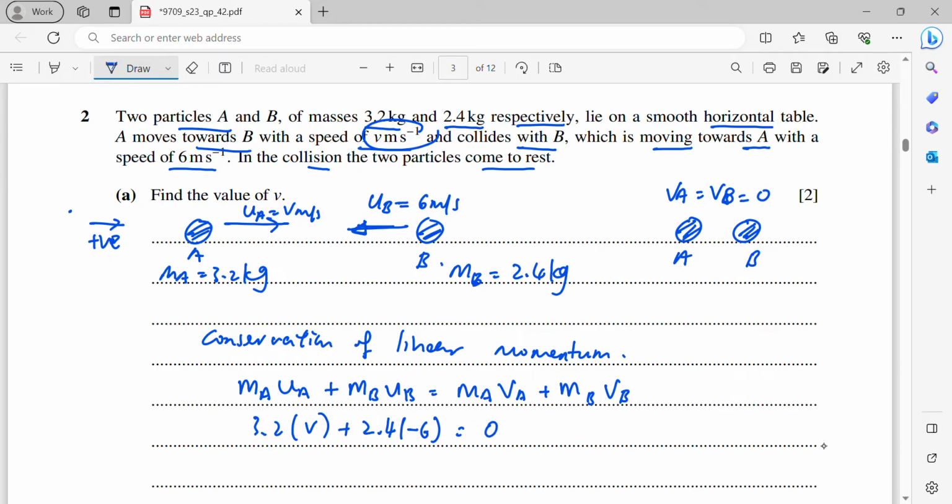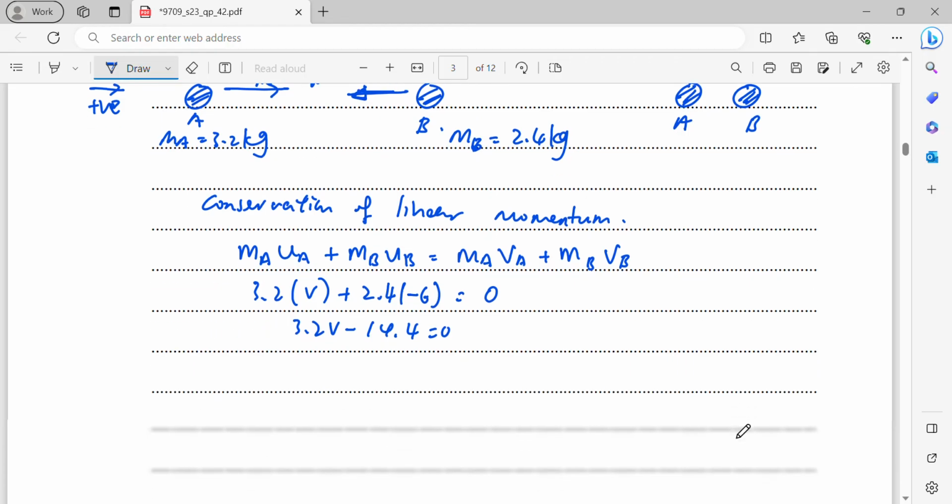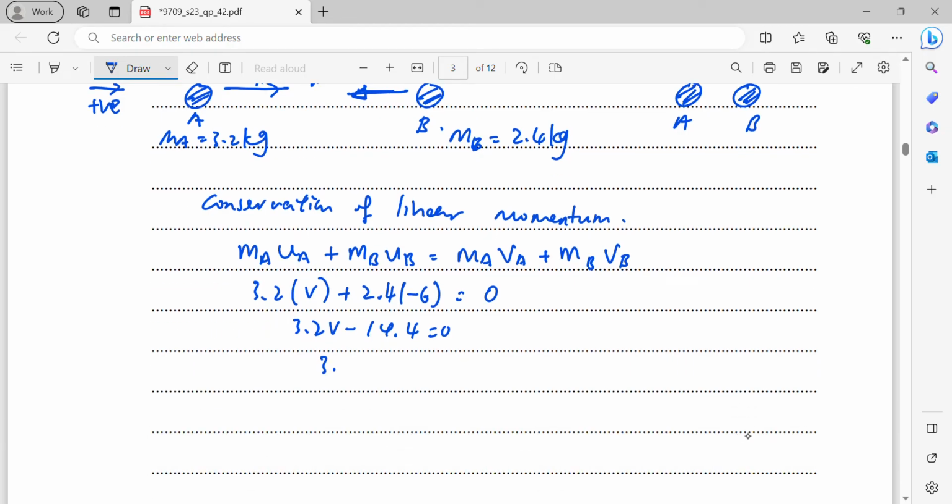Alright, so from here, when you simplify, you will get 3.2v minus 14.4 equals 0. Therefore, you can get the v now. So 3.2v is 14.4. Then the v will be 14.4 divided by 3.2, which is 4.5 meters per second. So that is the solution for the v.